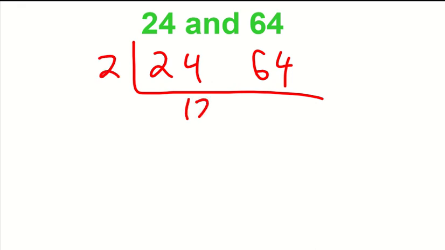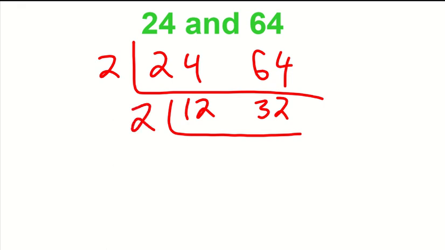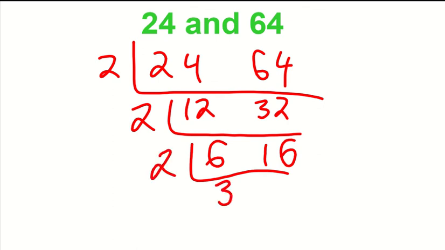24 divided by 2 is 12. 64 divided by 2 is 32. If I'm still not sure at this point, they're still both even, aren't they? That means 2 goes into them. 12 divided by 2 is 6. 32 divided by 2 is 16. Again, still even. I can keep going with 2s. 6 divided by 2 is 3. 16 divided by 2 is 8. Nothing going into 3 and 8. 3 is prime. 3 does not go into 8, so there's nothing else I can factor out.